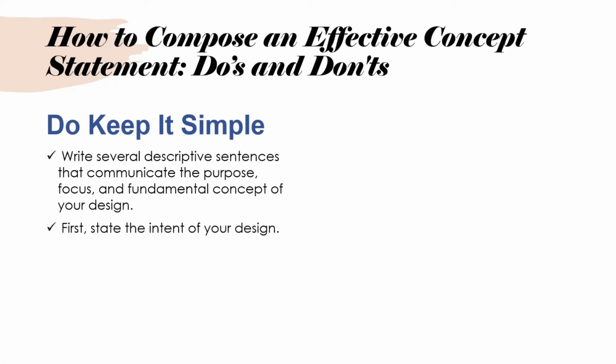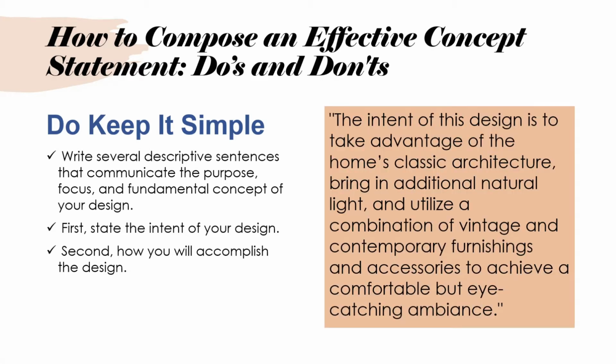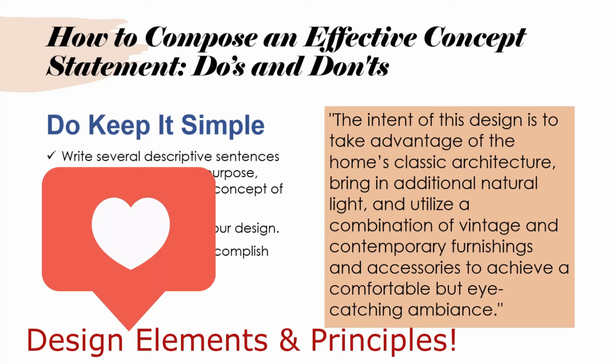First, state the intent of your design. Second, how will you accomplish that design? For example, you could write this: the intent of this design is to take advantage of the home's classic architecture, bringing in additional natural light, and utilize a combination of vintage and contemporary furnishings and accessories to achieve a comfortable but eye-catching ambiance. You should always liken your selections to the design elements and principles.